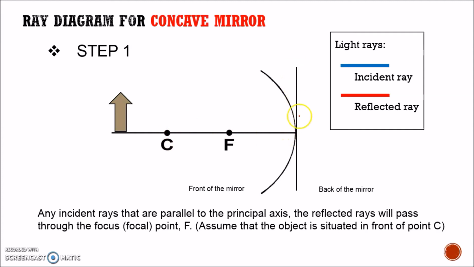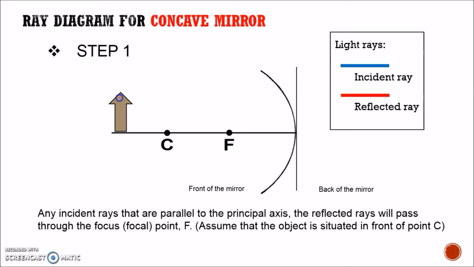And then why do we need this aperture line? It's very important because some of you are going to sketch the concave mirror like this, some of you are going to sketch it like this, so it will have different kinds of curve shapes. So this aperture line will help you to standardize all the reflected rays later. This side we call the front of the mirror, because the incident ray will come from here. And this will be the back of the mirror. For this example, we assume that the object is situated in front of point C at this point. Alright, so what is step 1?